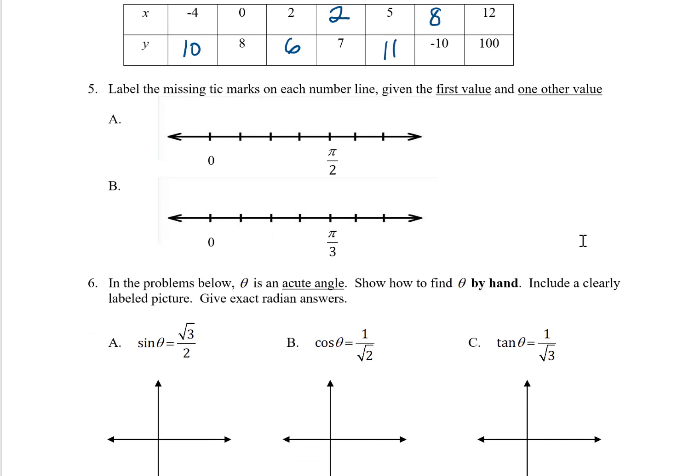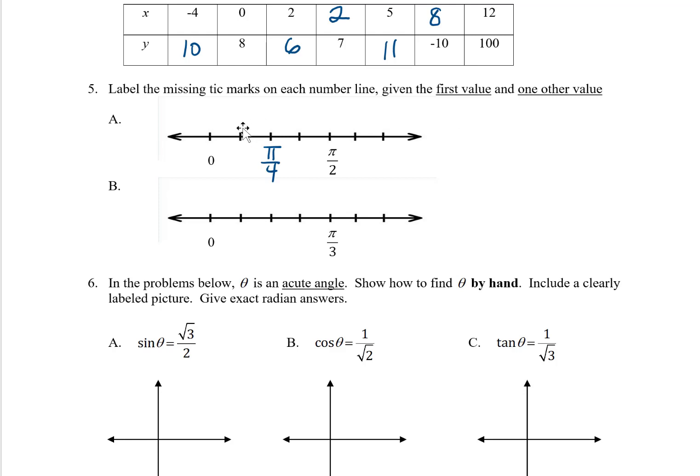I've been given the first value and one other value, but it's really even better than that. The first value in each case is 0, and then I've been given the fourth tick mark out. That makes this process very easy. If there are 4 spaces between 0 and this number, all I'm going to have to do is cut this number in half, and I'll know the second tick mark here. Well, half of pi over 2 is just pi over 4.